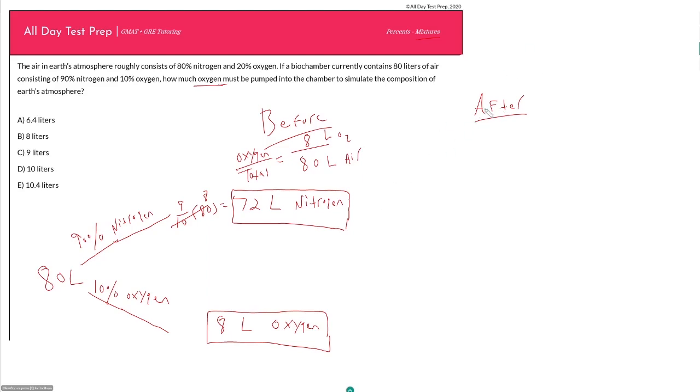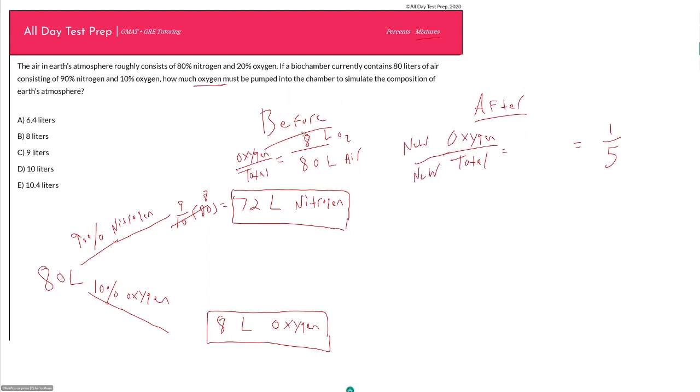Now, we want to figure out how much oxygen we need to pump in. So if we want to come up with an equation and include a variable for the thing we need to solve for, the amount of oxygen to be pumped in, how can we do that? We are still looking for our oxygen over our total, but now we want that to be equal to 20%, not 10%, which is 0.2 or 1/5. So you can think of this as my new oxygen over my new total, new meaning after I've pumped in some amount of oxygen.